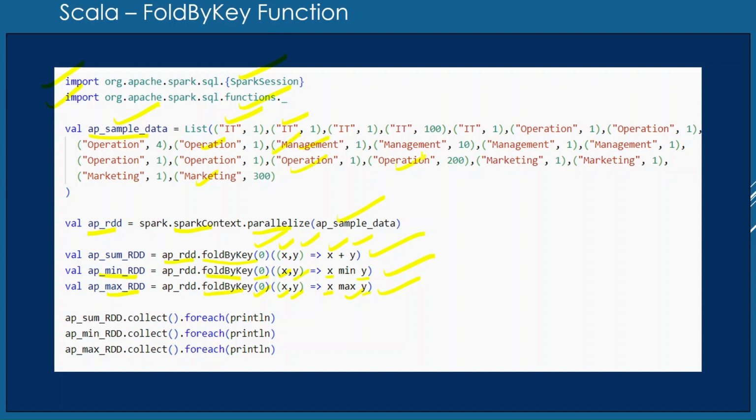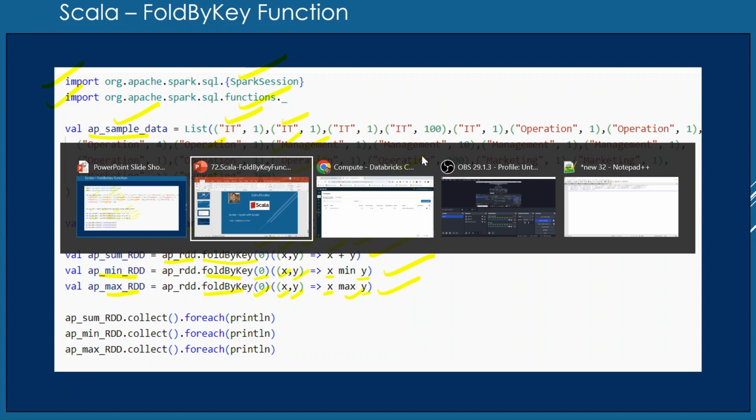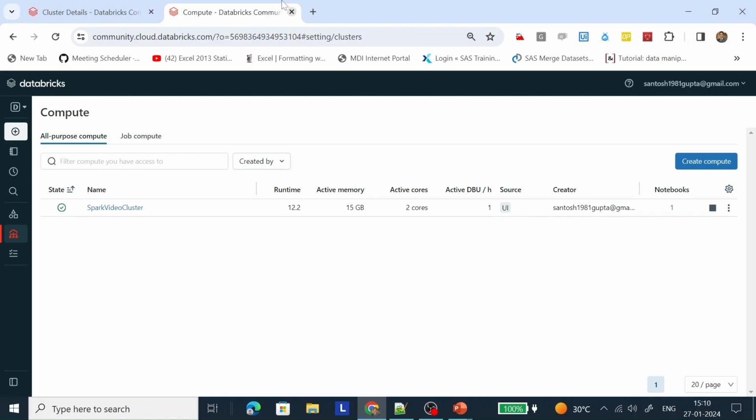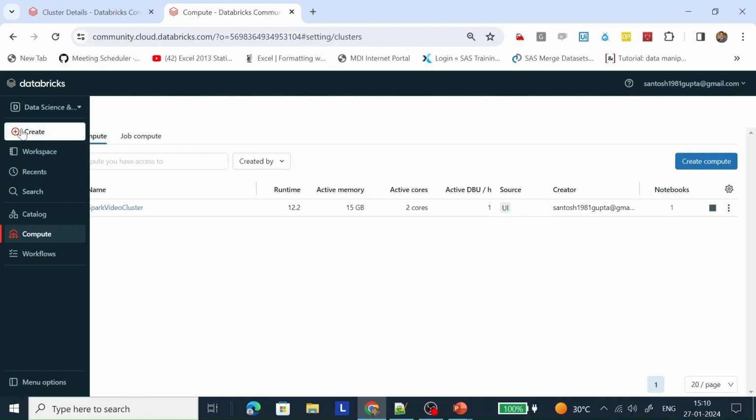Let's do this exercise in Databricks and get to know what the output will look like: how the sum aggregation output will look, how the minimum aggregation output will look, and how the maximum aggregation output will look. So let's go to Databricks. Let me create a notebook.